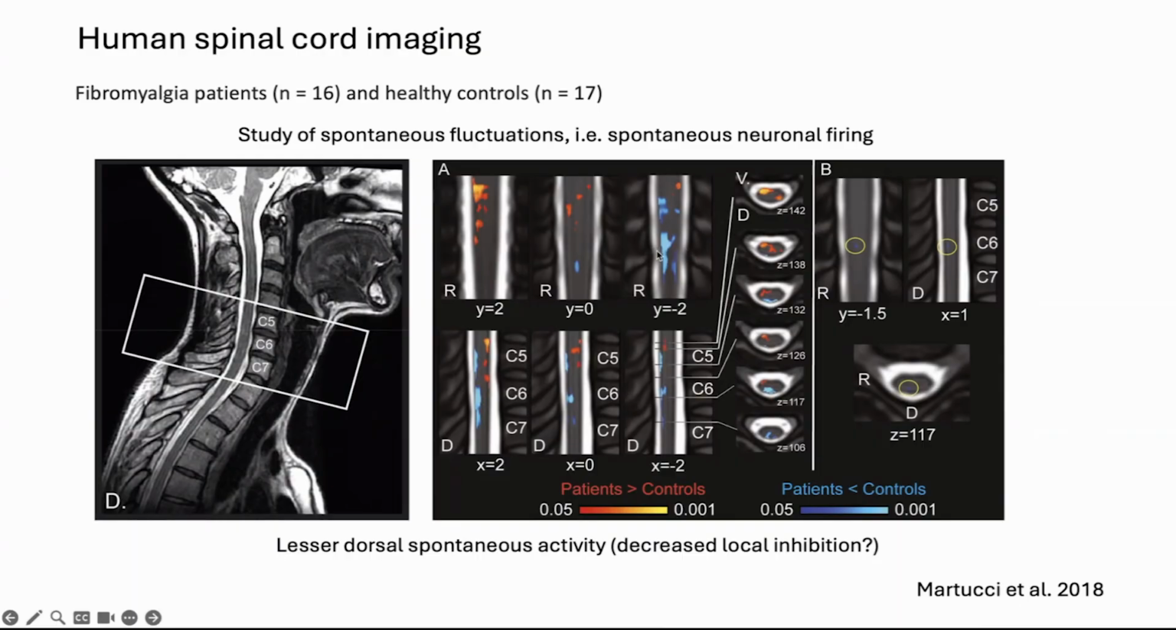And this finding could suggest reduced dorsal horn spontaneous activity, potentially highlighting some local inhibition of ascending nociceptive pathways, which aligns with what we would think would happen in central sensitization. So it is our hope that with improvements in methodology, especially with better scanners and better methods, we are maybe in the future able to actually quantify central sensitization using imaging techniques.